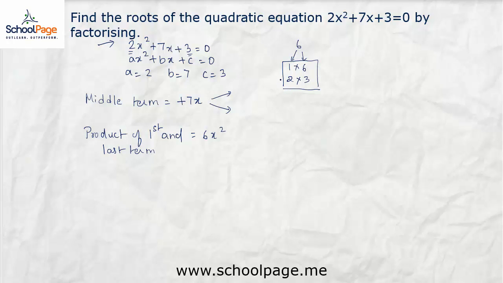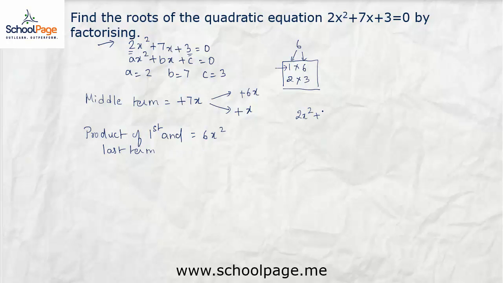We have to find one factor pair whose sum will give us plus 7x and whose product will give us 6x square. Now if we look at the factor pairs, we can use 1 into 6 because this can be written as plus x and plus 6x, which will give us plus 7x, and 6x into x will give us 6x square. Now let us go back to our equation.